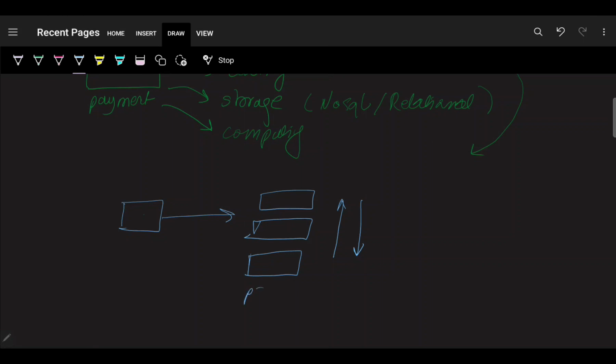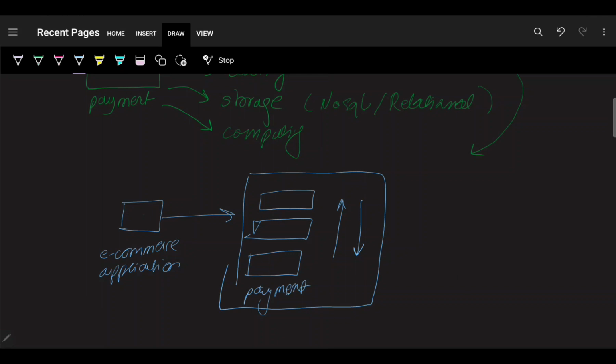So this is your payment service. Let me add a quick label here. And this is your e-commerce application. Cool. So we have our horizontal scaling group over here. Payment service. Forgot to add that. Sorry about that.